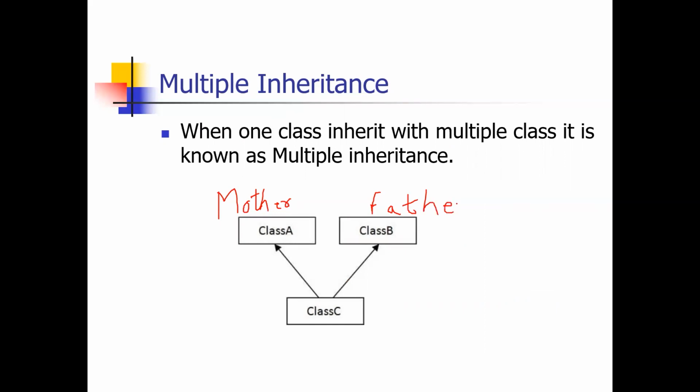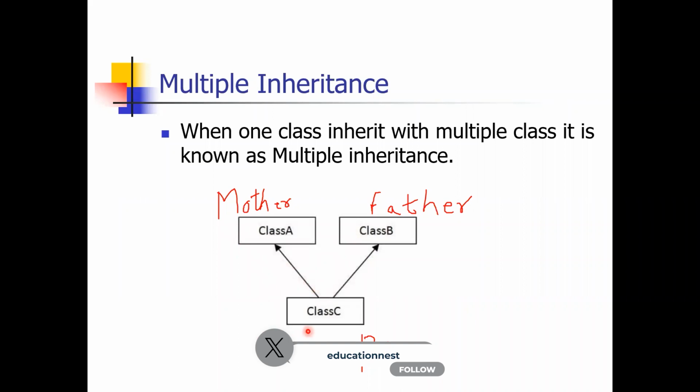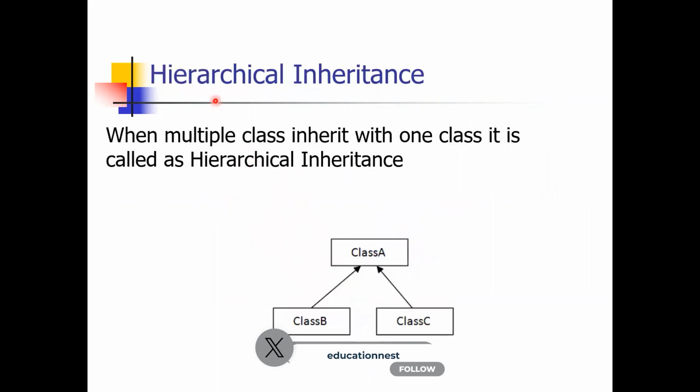Mother, father, and suppose a boy or any child. This child, class C, will inherit the property of the mother and the property of the father. It means it will inherit the property of not only one parent, but the other parent also. Then it is multiple inheritance.